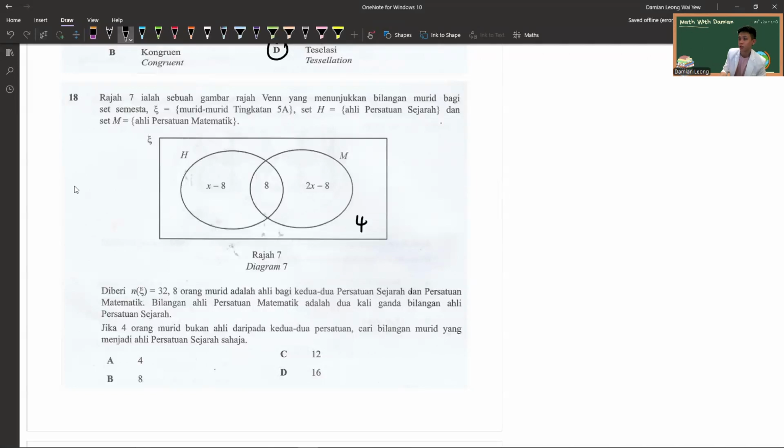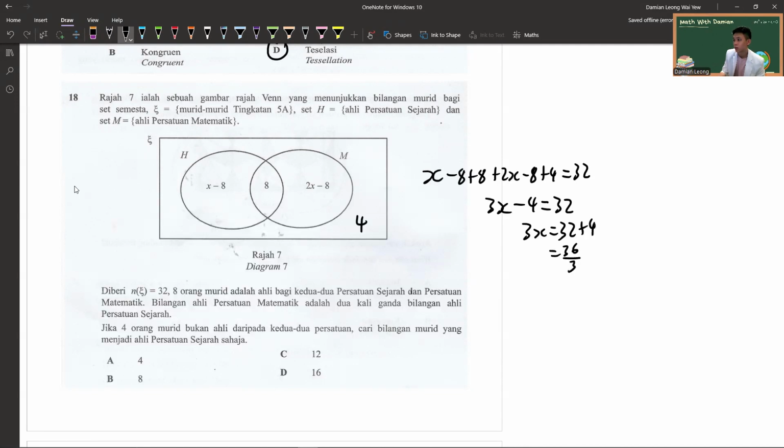It's already basically shown. But another thing that I know is there are 32 students in total, so everything together, x minus 8 plus 8 plus 2x minus 8 plus 4 should equal 32. So 3x minus 4 is 32. 3x is 32 plus 4, 36. Bring over the 3, divide by 3. x is 12.